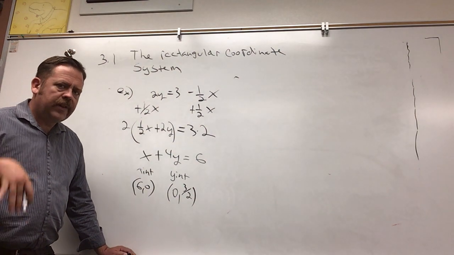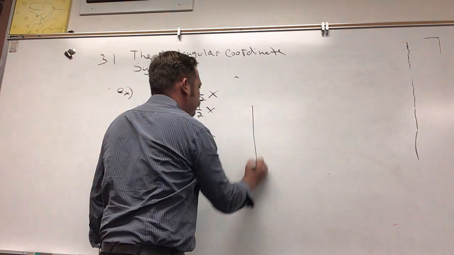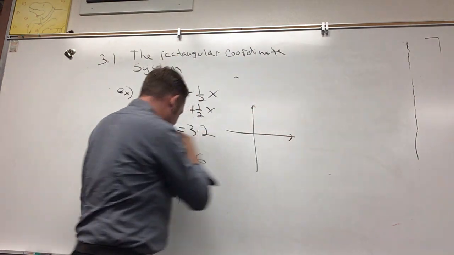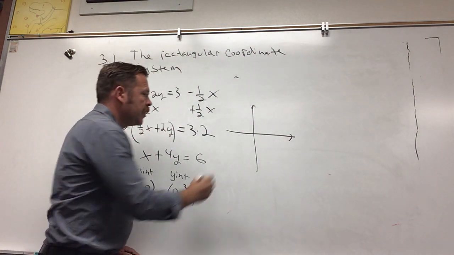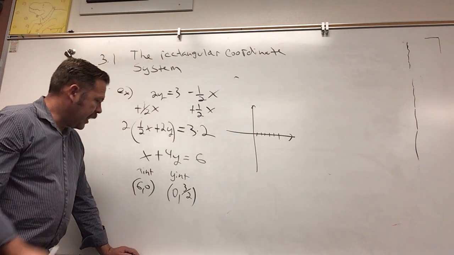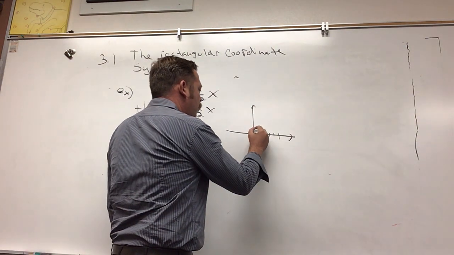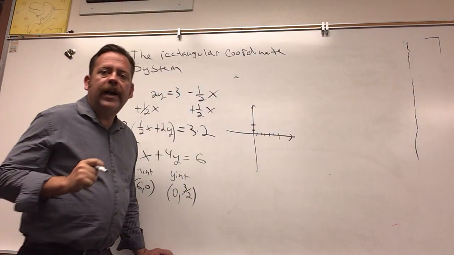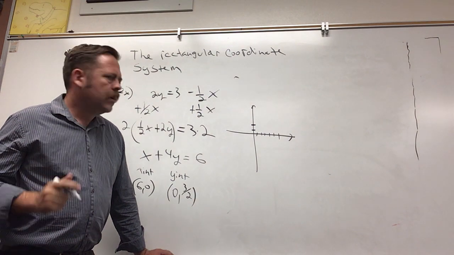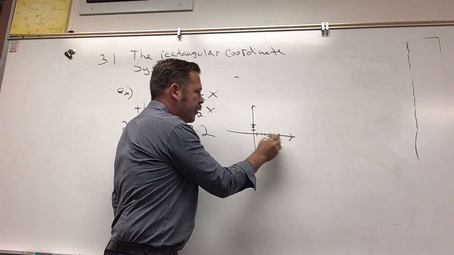Okay, now we've got the x-intercept, we've got the y-intercept. My x-intercept is 6 spaces to the right: 1, 2, 3, 4, 5, 6. And my y-intercept is 3/2 up. So we go up 1, 2, 3/2 would be 1.5. 3/2 is right here. And we have our line. We have our 2 intercepts.